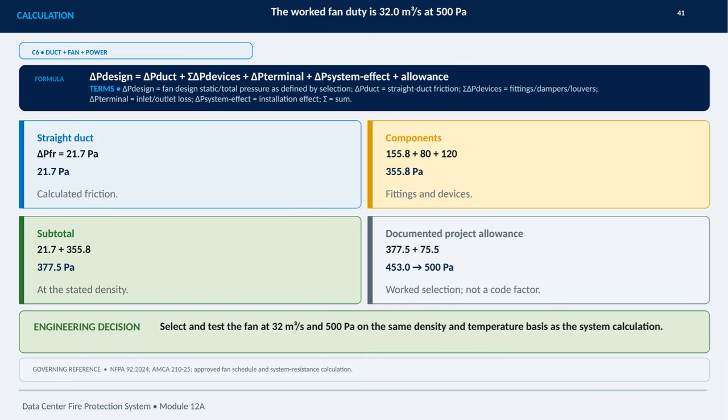The engineering decision is therefore to select and test the fan at 32 cubic meters per second and 500 pascals, using the same density and temperature basis as the system resistance calculation. The selection should be checked against NFPA 92, AMCA 210, the approved fan schedule, and the completed resistance calculation.